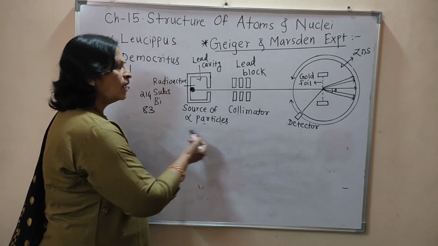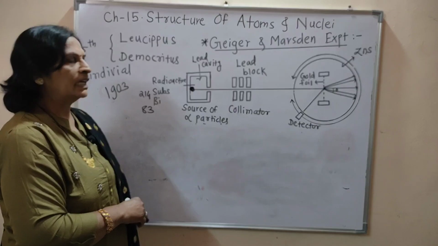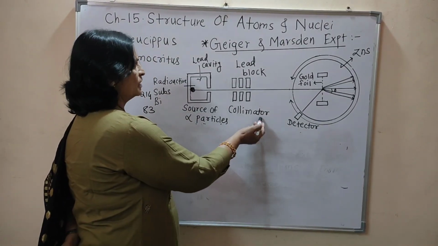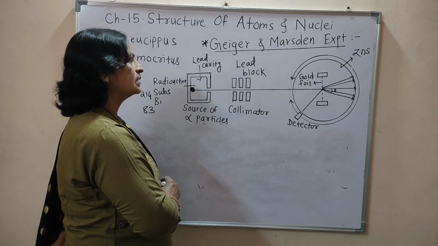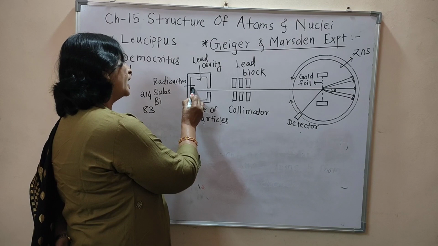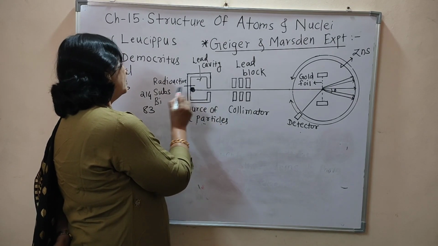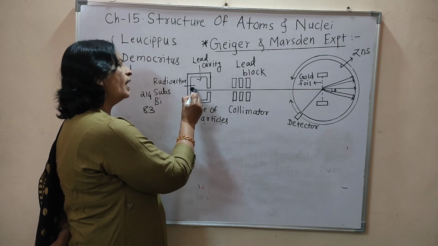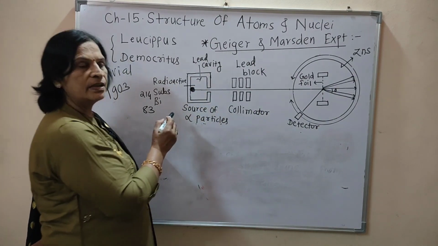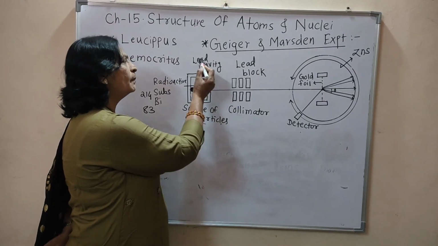First we have to study the experimental setup, and later the observations made in the Geiger and Marsden experiment. Now in this setup, a radioactive substance, bismuth, is placed in a lead cavity. This is a cavity made up of lead.